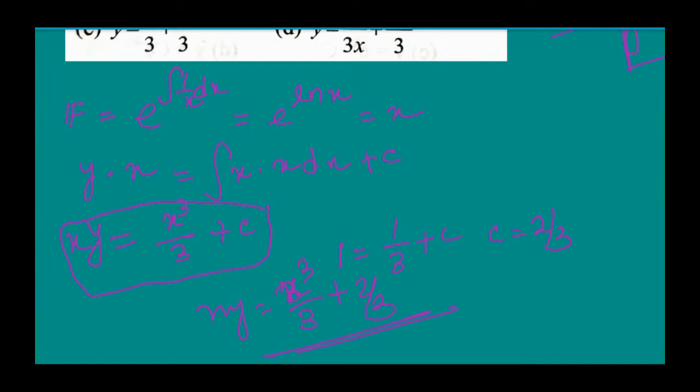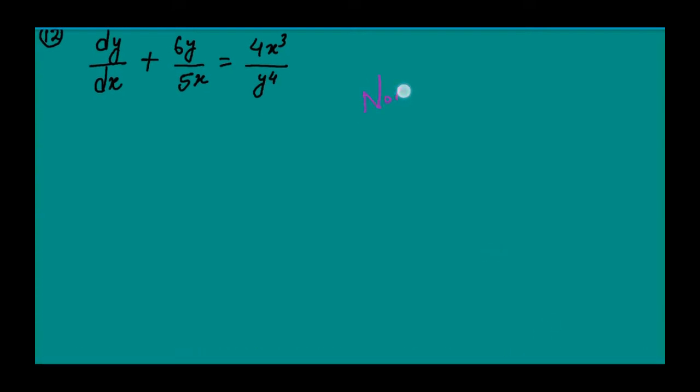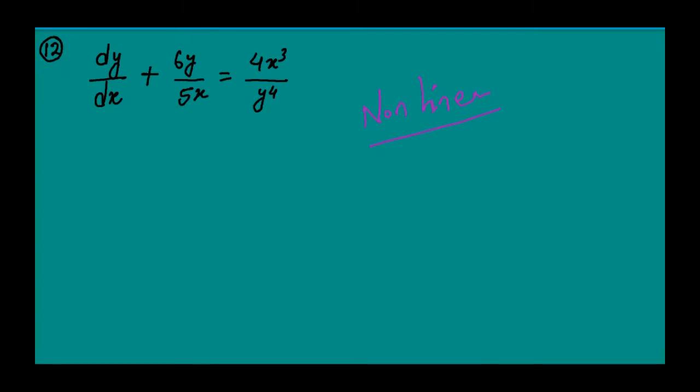So next question, dy by dx plus 6y by 5x is equal to 4x cube by y to the power 4. This is non-linear, from the non-linear part, and this can be reduced to linear form as explained before. So how can this be reduced? Here this is y to the power 4 in the denominator. If I multiply y to the power 4 on both sides, what will it be?